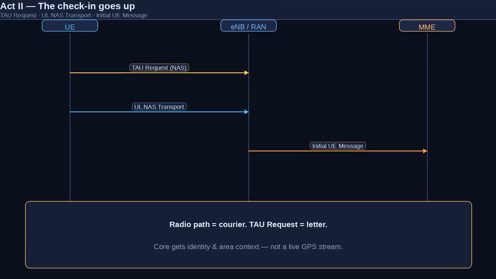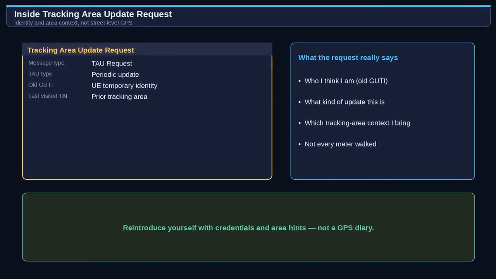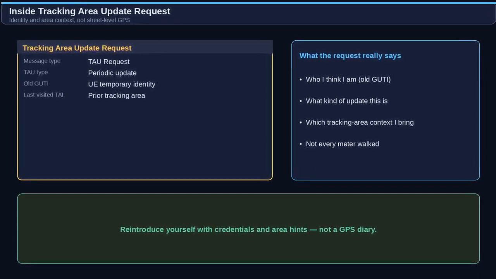Notice the shape of the story. The radio path we just opened is now being used as a courier. The TAU request is the letter. UL NAS transport and the initial UE message are how that letter crosses organizational boundaries from the radio edge into the mobility management entity. This is still not a continuous location stream. It is one deliberate signaling exchange. I am performing a tracking area update, and here is the identity and area context you need in order to process it. Zoom into the request callout only now, because this is when the diagram itself zooms in.